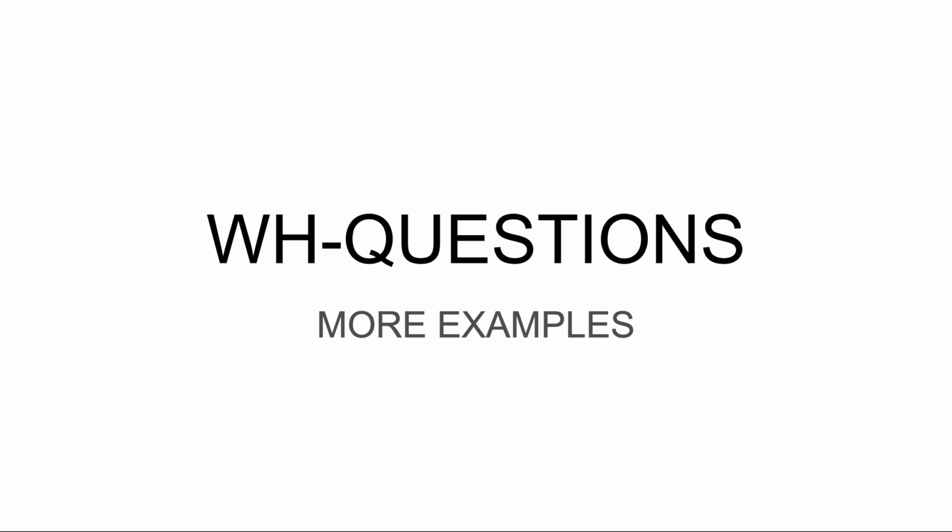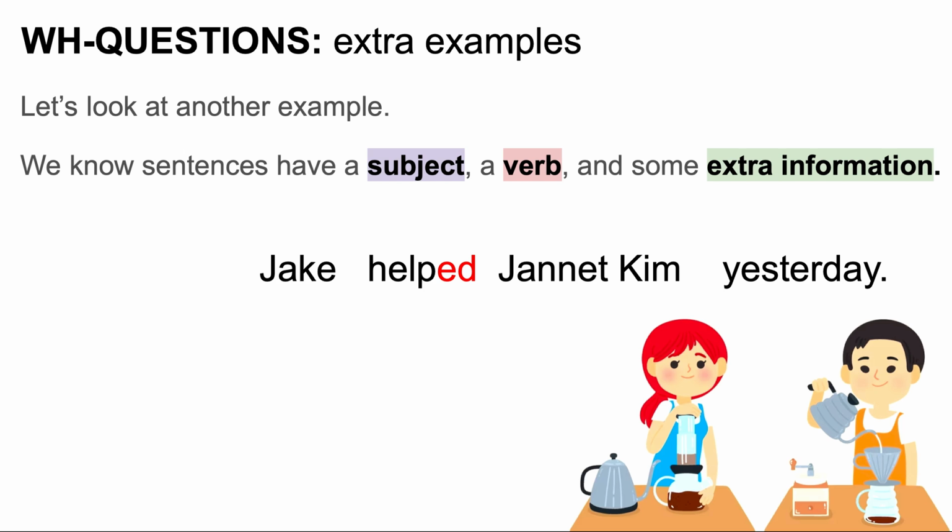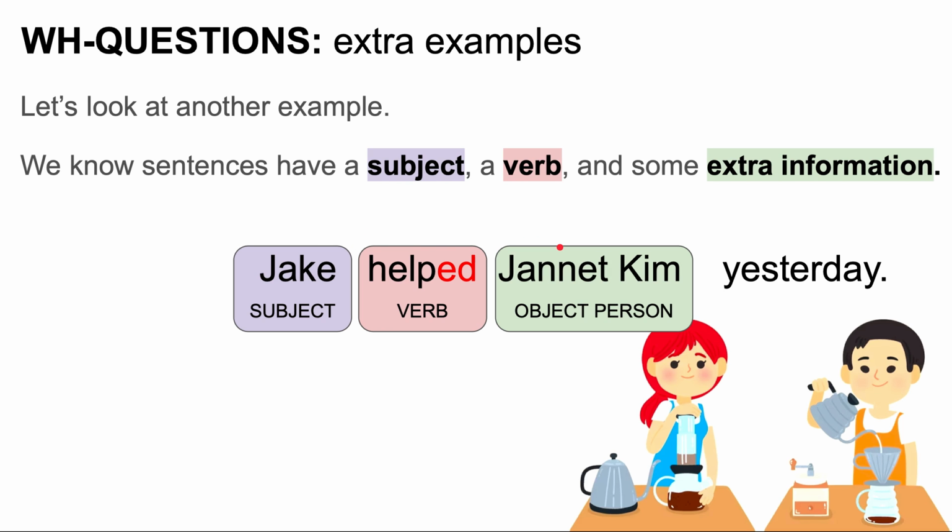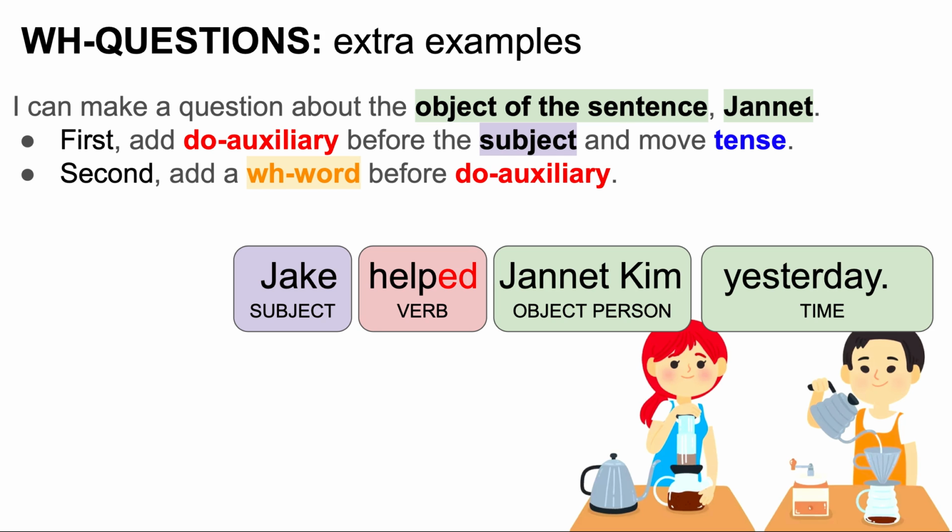Let's look at more examples now. Let's look at another example. Once again, we know that sentences have a subject, a verb, and extra information. Here's my sentence. Jake helped Janet Kim yesterday. Jake is the subject, helped is the verb, Janet Kim is extra information for an object person, and yesterday is extra information for time.